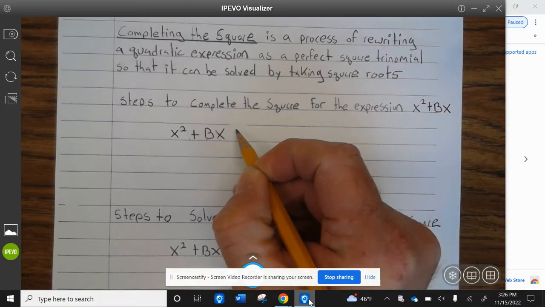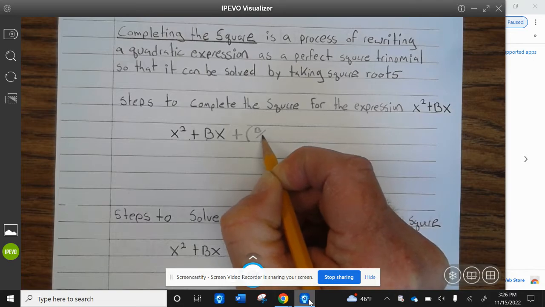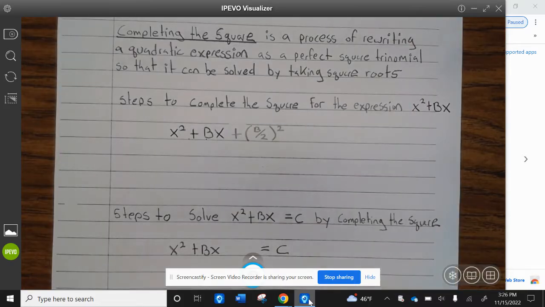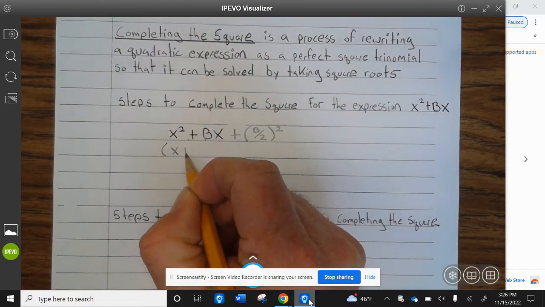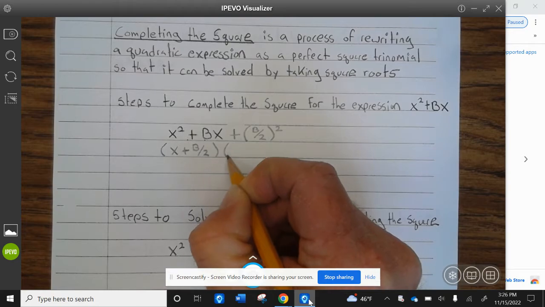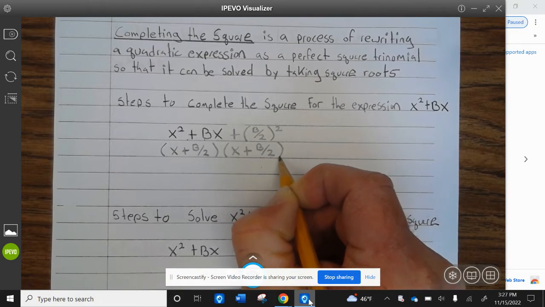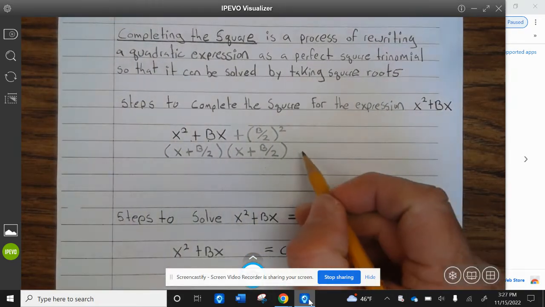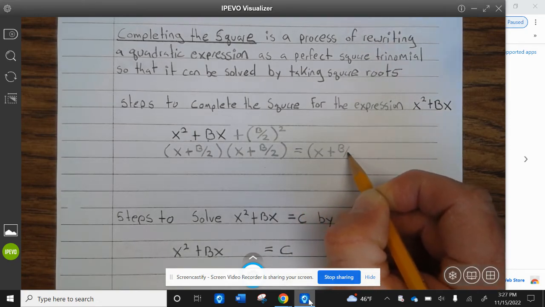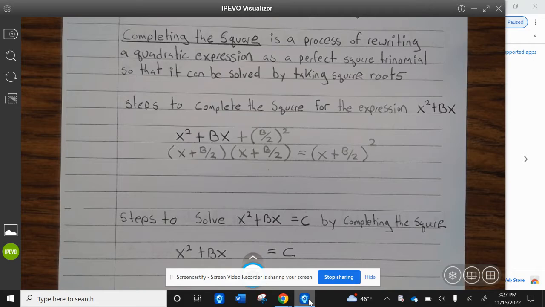Okay, so what you're going to do is add b divided by 2 squared, which then can be factored as x plus b divided by 2 times x plus b divided by 2, which can be written as x plus b divided by 2 squared. Okay?